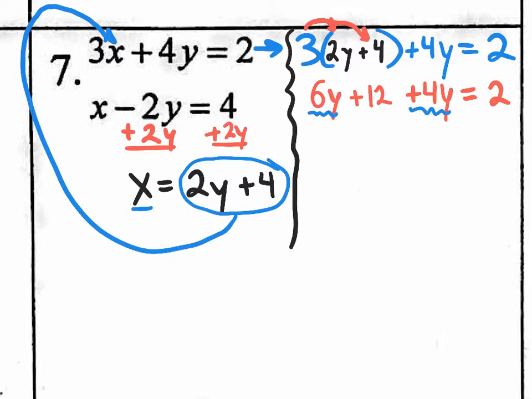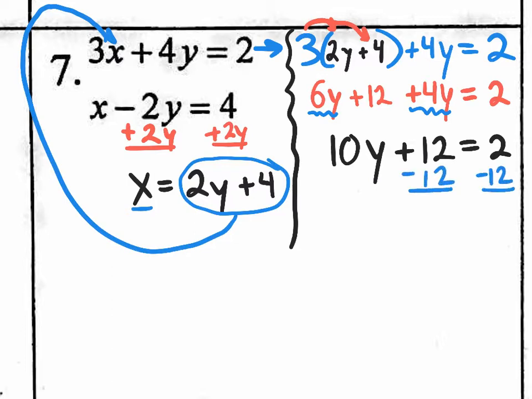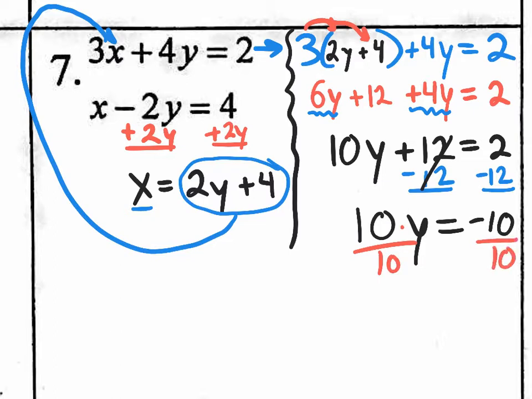So 6 plus 4 is 10, but in this case, y's. So I have 10 y's, and let me bring down the rest. The plus 12, bring down the equals, bring down the 2. I need to solve for y, so I need to subtract 12. Subtract 12. I will have 10y equals negative 10. To get rid of that 10 times that's in front of the y, let's divide by 10. Divide by 10. Y is going to equal negative 1.